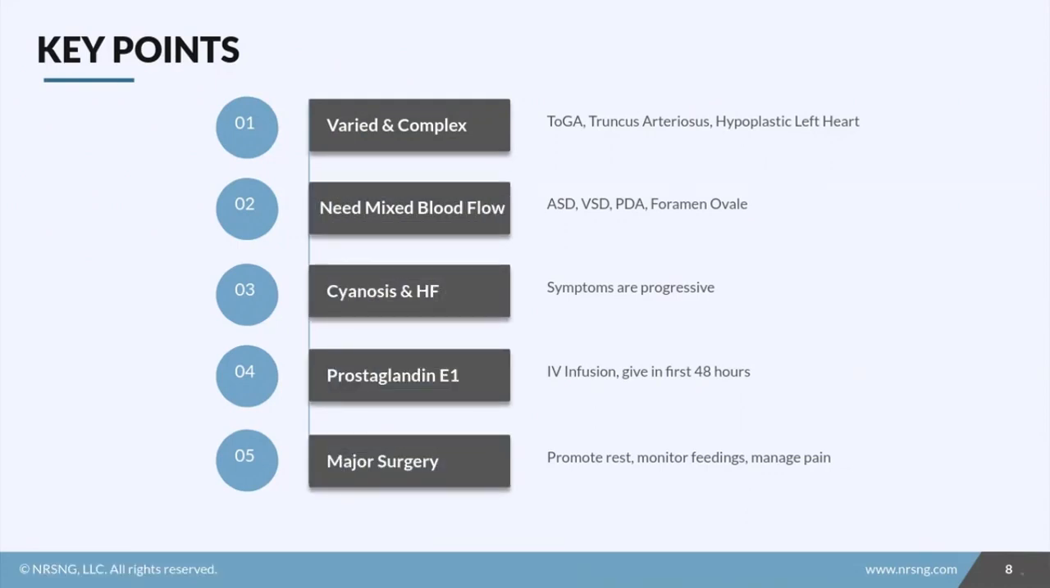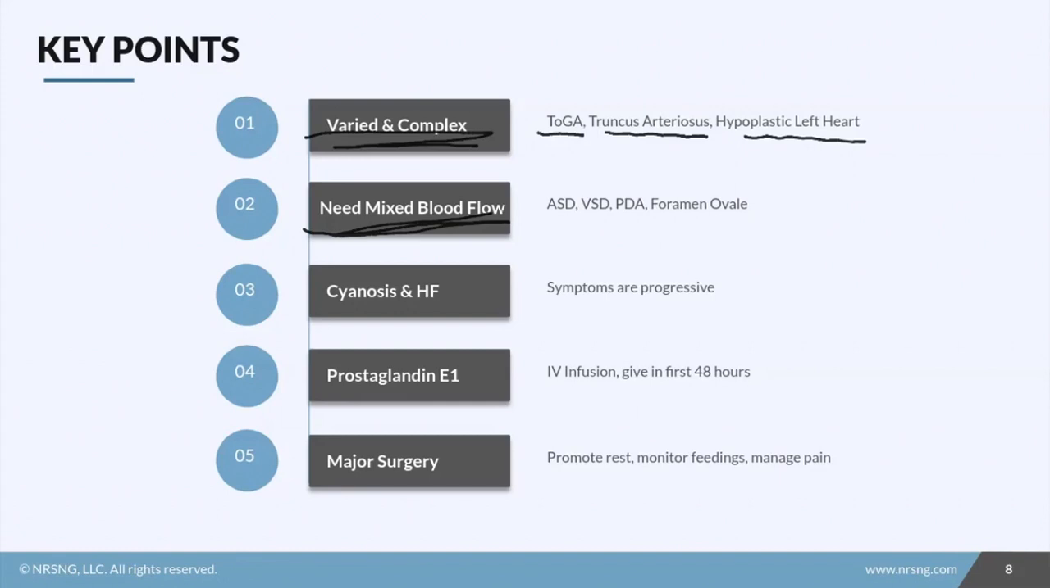All right, so let's highlight the key points for this lesson. We talked about mixed congenital heart defects, and we've just talked about how they are varied and complex. The ones that we focused on were TOGA, or transposition of the great arteries, truncus arteriosus, and hypoplastic left heart. And the common factor for all of these is that they need blood to mix so that they can have oxygenated blood circulating throughout the body. And that blood is going to mix through either an ASD, a VSD, a PDA, or a foramen ovale.